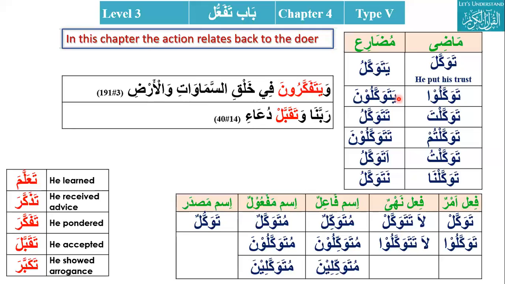Yatakabbaruna, they show arrogance or they will show arrogance. Tatakabbaru, you show arrogance or you will show arrogance. Tatakabbaruna, you all show arrogance or you all will show arrogance. Atakabbaru, I show arrogance or I will show arrogance. Natakabbaru, we show arrogance or we will show arrogance.